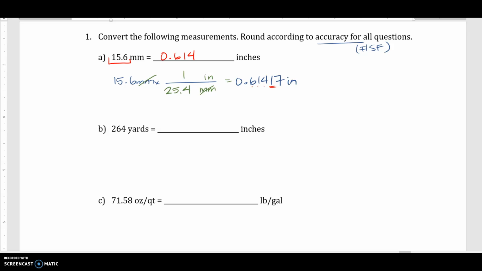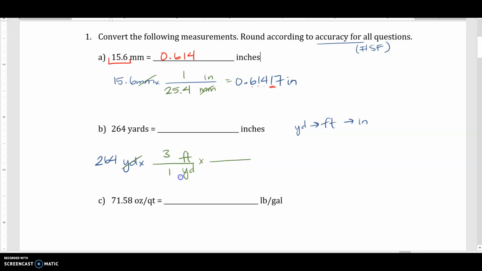In the next question, I'm going to go from 264 yards to inches. I don't have a single conversion to get between those, but I do have a conversion to get me from yards to feet, and then I can go from feet to inches. So I'll set up multiple conversions here, starting with what I'm given, 264 yards. My first conversion will get rid of yards, so to cancel out it needs to be on the bottom, and I want to get to feet, so that will be on the top. From my conversion fraction, there are 3 feet in 1 yard.